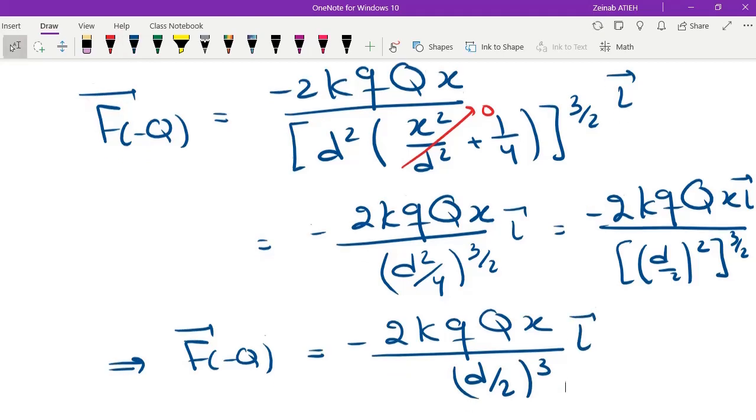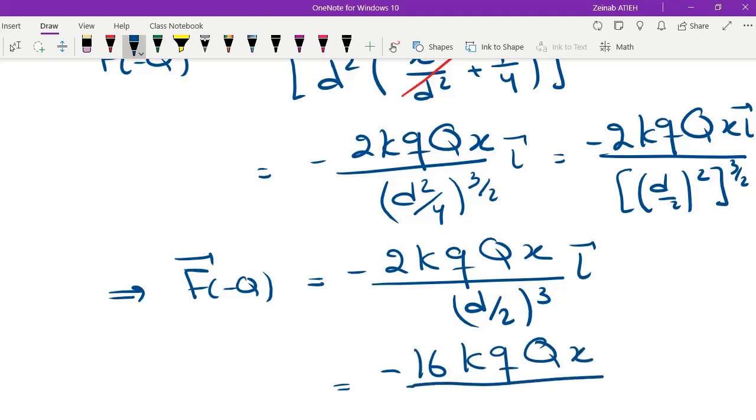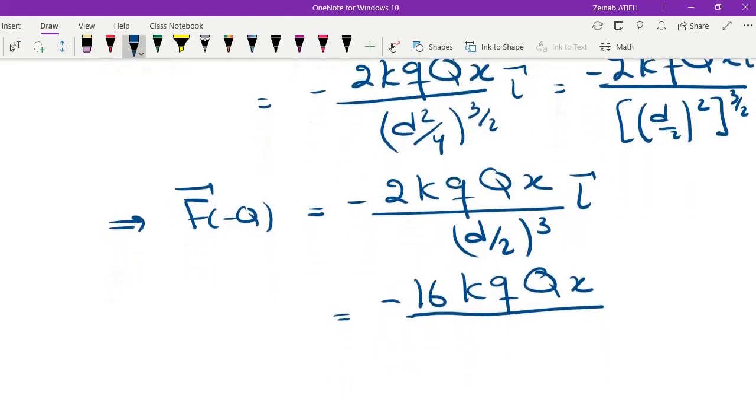Okay, I can arrange a little bit more. I will do d cube over 8 over 2 cube, which is 8. The 8 goes up, so I have minus 16, which is equal to minus 16kqx over d cube, i. Okay, now I have the force. This force is linear, you can see it's proportional to x. This force usually causes a simple harmonic motion. It's called a linear force.